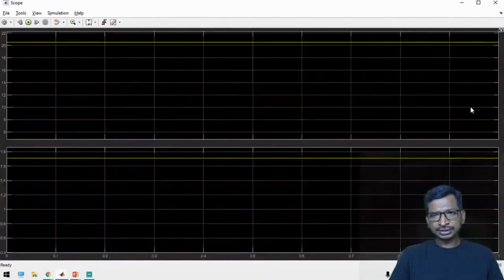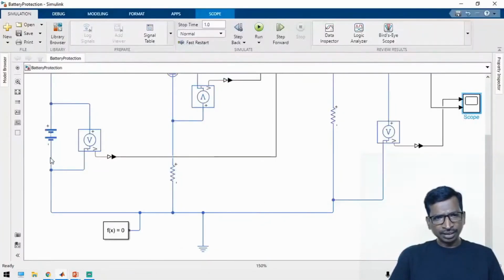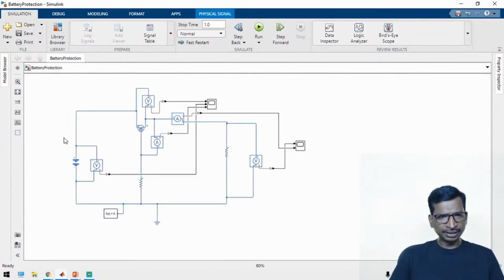So just let us check. See here, across the load there is a 20 ohm voltage, and then current is about 1.7 ampere, right? Suppose you are now connecting the reverse polarity, so what will happen? Let us check.